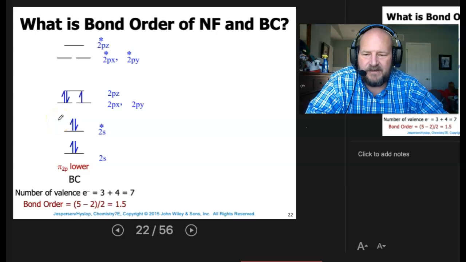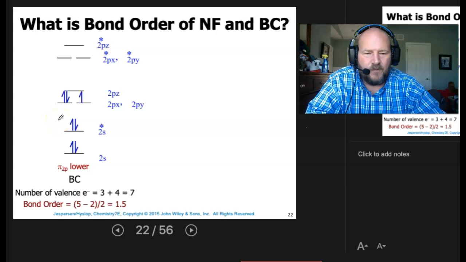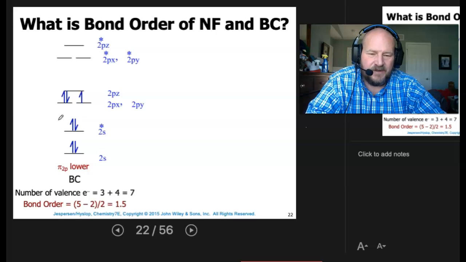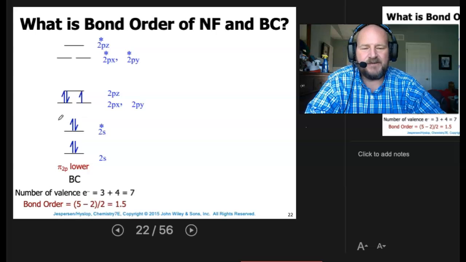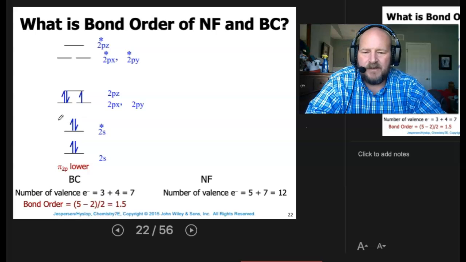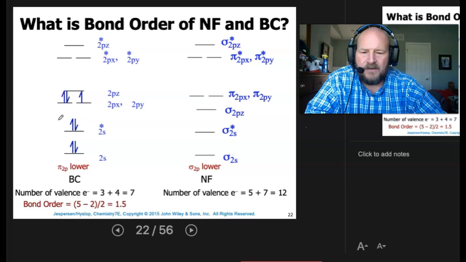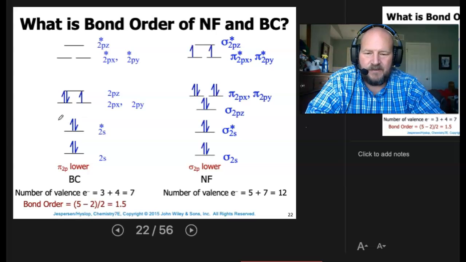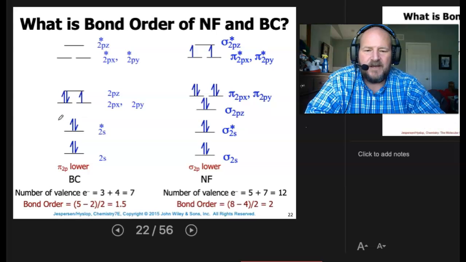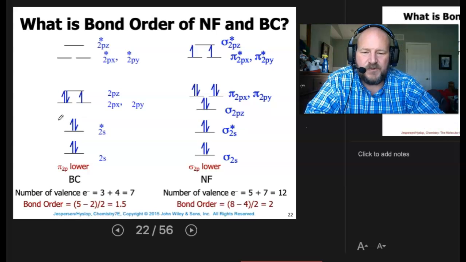We would fill it in, and we see a bond order of 1.5. Now that might feel a little weird, to see you have 1.5 bonds. This is normal. Don't freak out when you see a half. It's okay. For the NF, where the sigma is lower, now we get 5 plus 7 equals 12. We put our 12 in, and we end up with a bond order of 2, 8 minus 4.